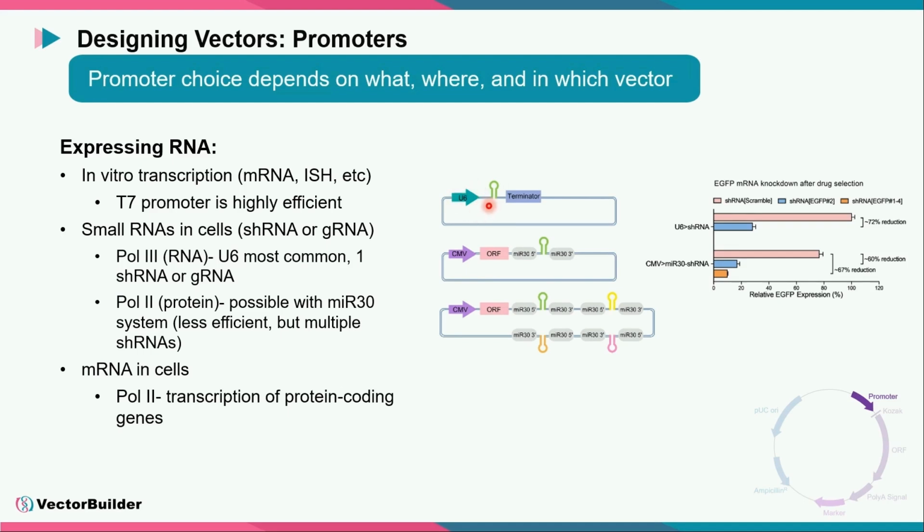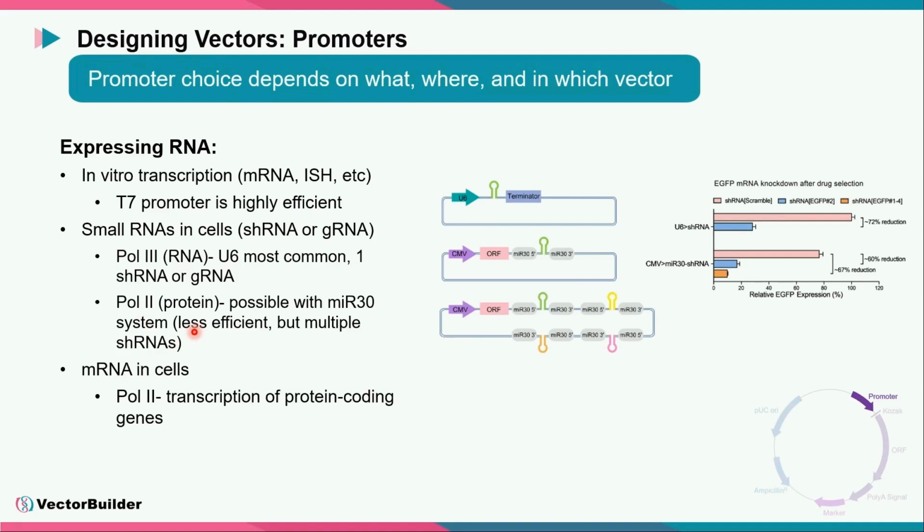U6 is going to ubiquitously drive expression of this shRNA, but we can only have one and we can only have it ubiquitous, expressed everywhere. The biggest benefit here is that you do have really high efficiency knockdown for those shRNAs.